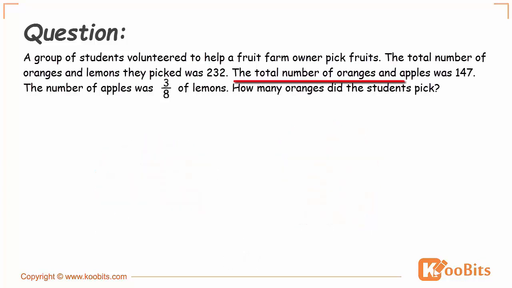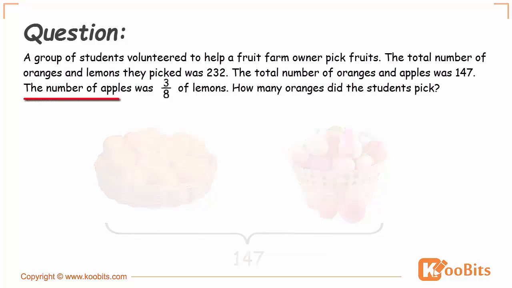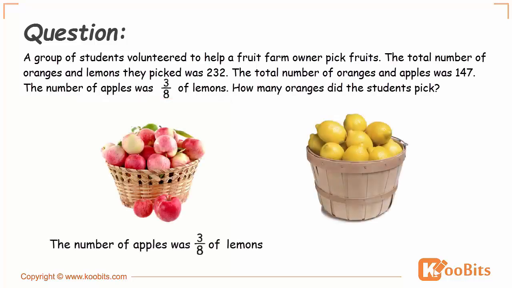The total number of oranges and apples was 147. Similarly, we know that the total number of oranges and apples picked was 147. The number of apples was 3/8 of lemons. We know the number of apples was a fraction of the number of lemons.